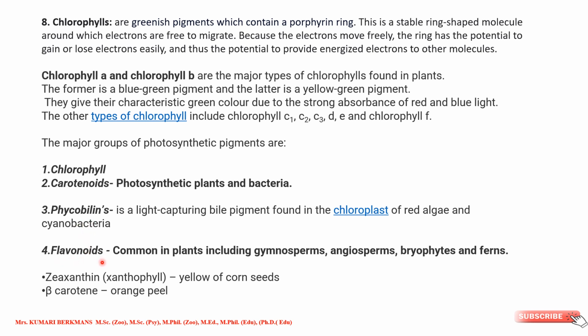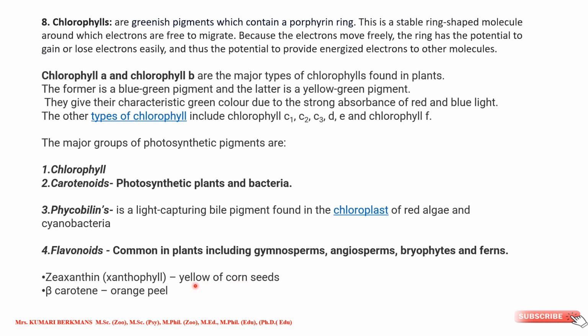Okay, flavonoids are common in plants including gymnosperms, angiosperms, bryophytes and ferns. Then xanthophyll, otherwise called zeaxanthin, which is the yellow of corn seeds.